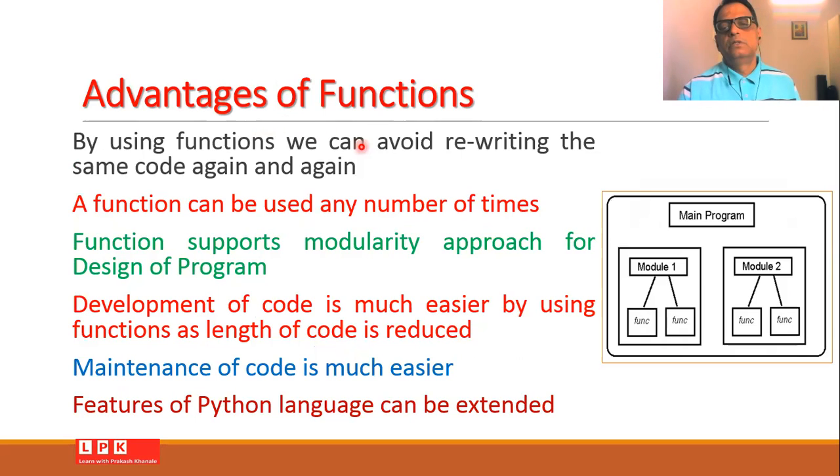When we use functions, we avoid rewriting the same code again and again. That is, whenever a function is written for a specific task, and if you want to perform the same task in the same program or in another program, then you can use the same function. It will reduce your effort of writing the same code again. Also, you can use the function any number of times. Once you have developed and tested a function, it can be used any number of times within the programs.